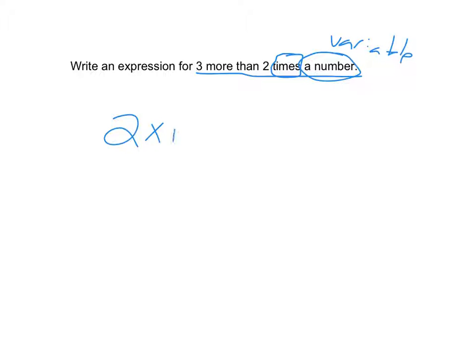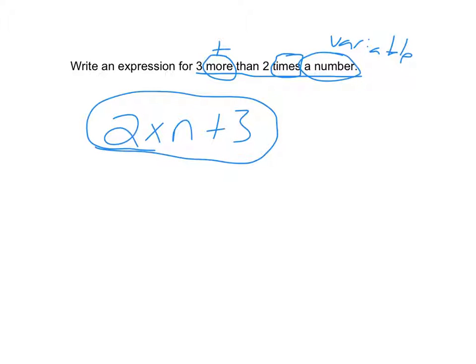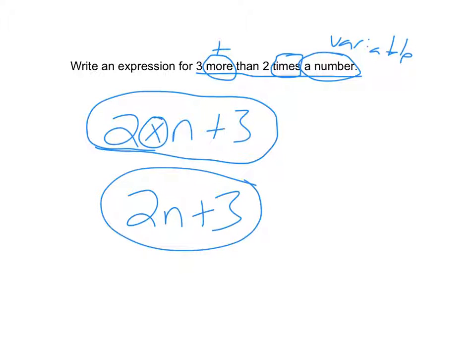So now we've got 3 more than 2 times a number. Again, we see this word times. We're going to take 2 times. Remember, a number means variable. So we're going to do 2 times N. More means plus. And then we're going to have 3 more. So 2 times N plus 3 is how we would write 3 more than 2 times a number. And again, we have this times in here. We can get rid of it and just do 2N plus 3.